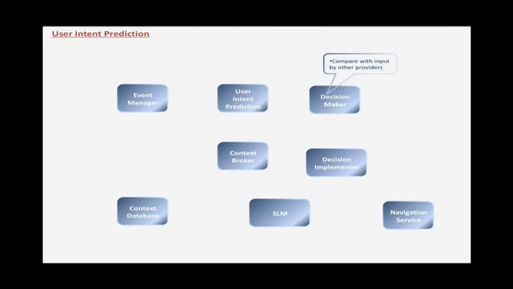where the input is compared against other inputs from preference management and any conflicts are resolved. The successful action is then forwarded to the decision implementer, which locates the current instance of the service. Once the correct service instance is located, the action is sent to the service, where it is implemented.